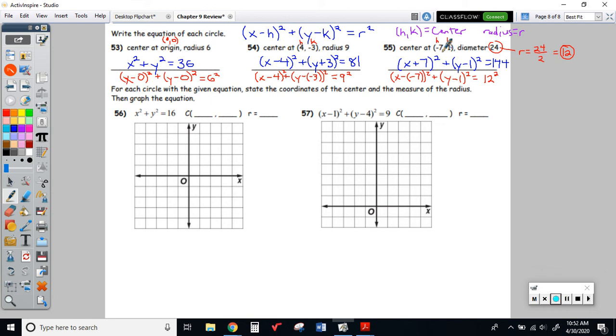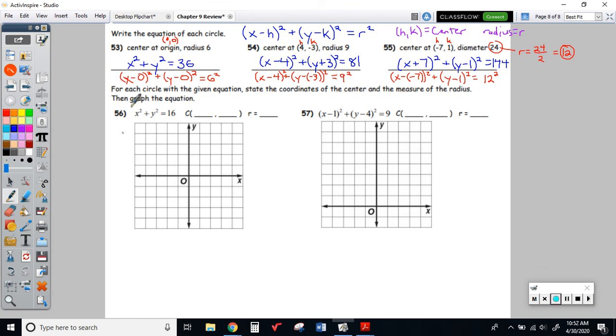144 on that one. And finally, number 56, 57, for each circle with a given equation, state the coordinates of the center and the measure of the radius, and graph the equation. So we have here x squared plus y squared equals 16. The center would be what, and the radius would be what?